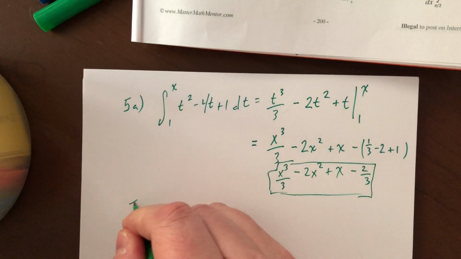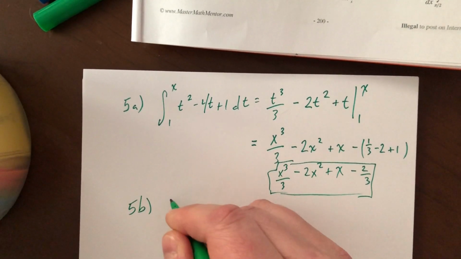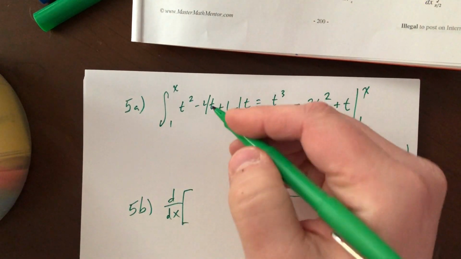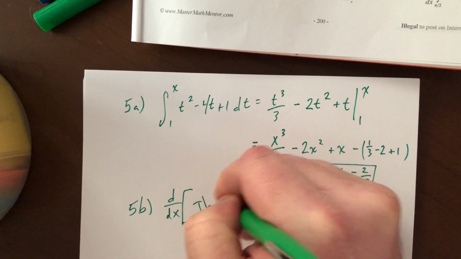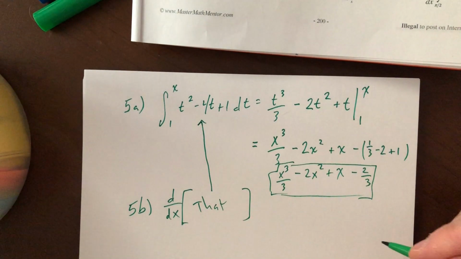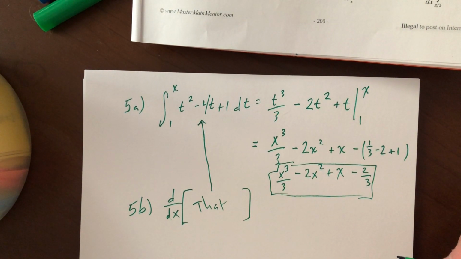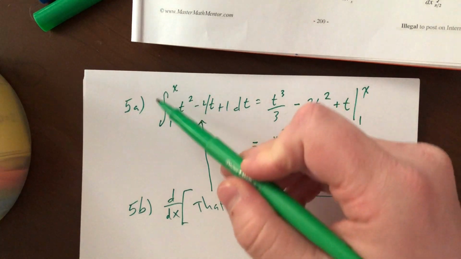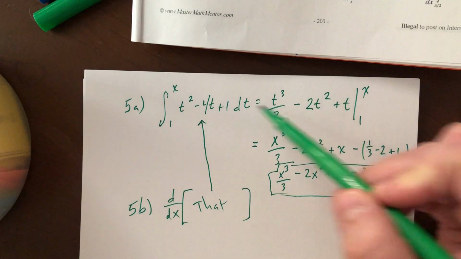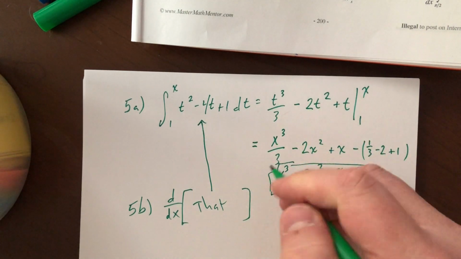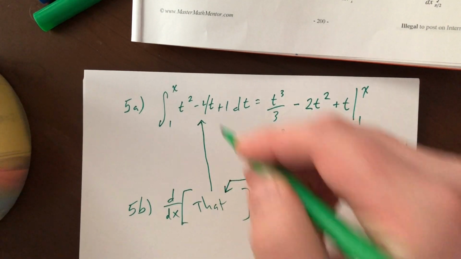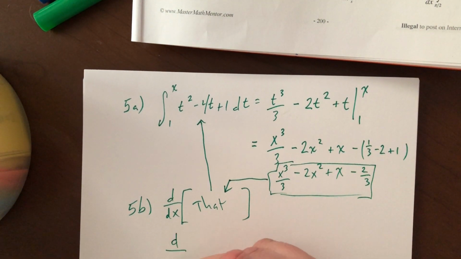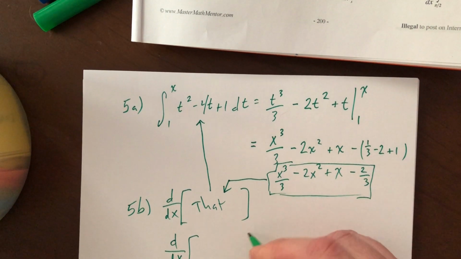So 5b says, take the derivative of that, right? Well, didn't we say that when I do this, this actually turns into this thing over here? So that is that. Well, hey, what's the derivative of this?